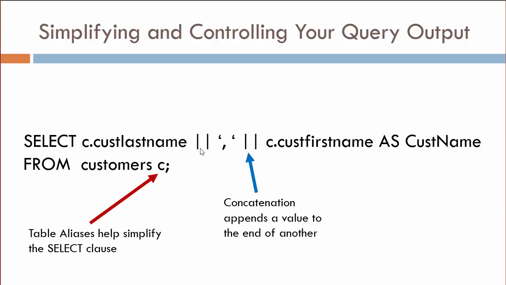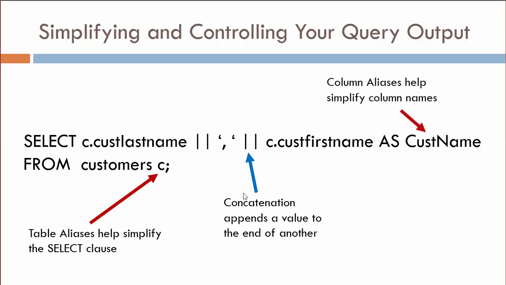Also, concatenation allows us to append values to each other. So I could put the standard US parentheses around the area code and then put the phone number in back, and that would all kind of look as one thing. I could take the name and have it last name, comma, space, first name, kind of like it looks in a phone book. All right.